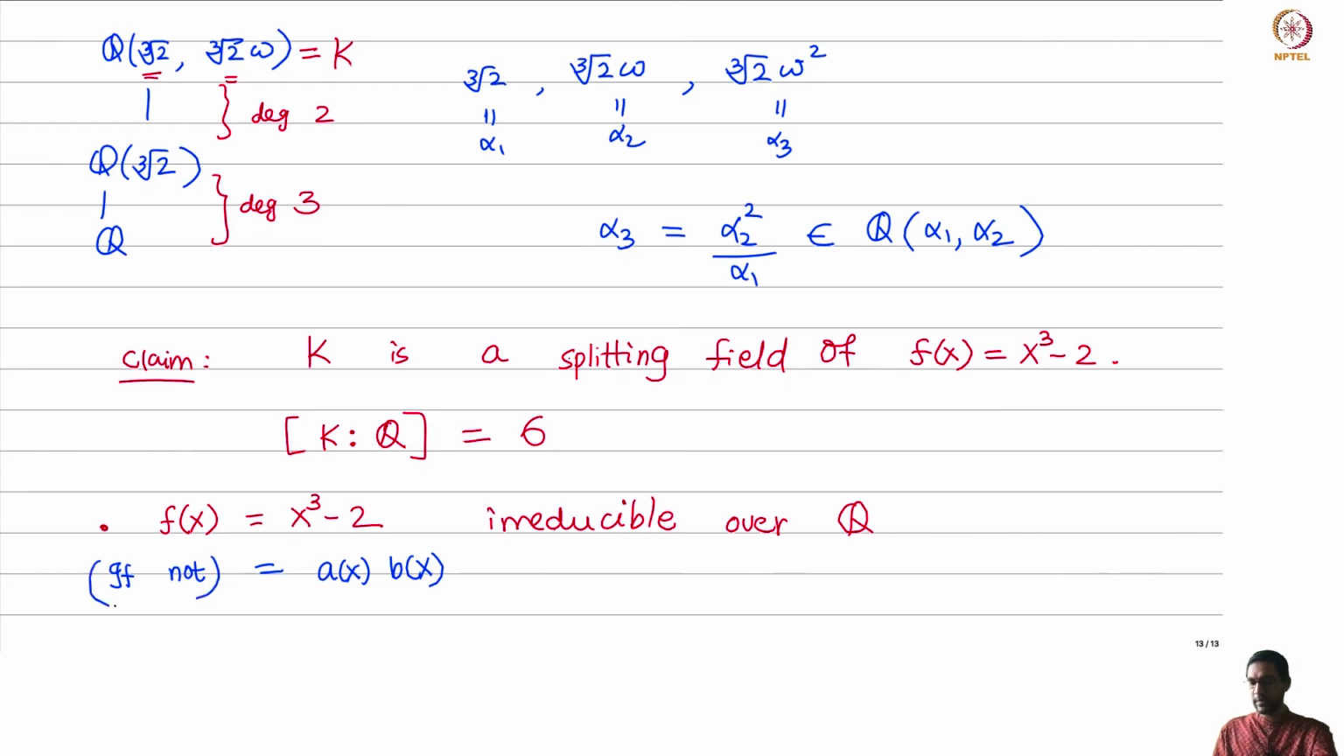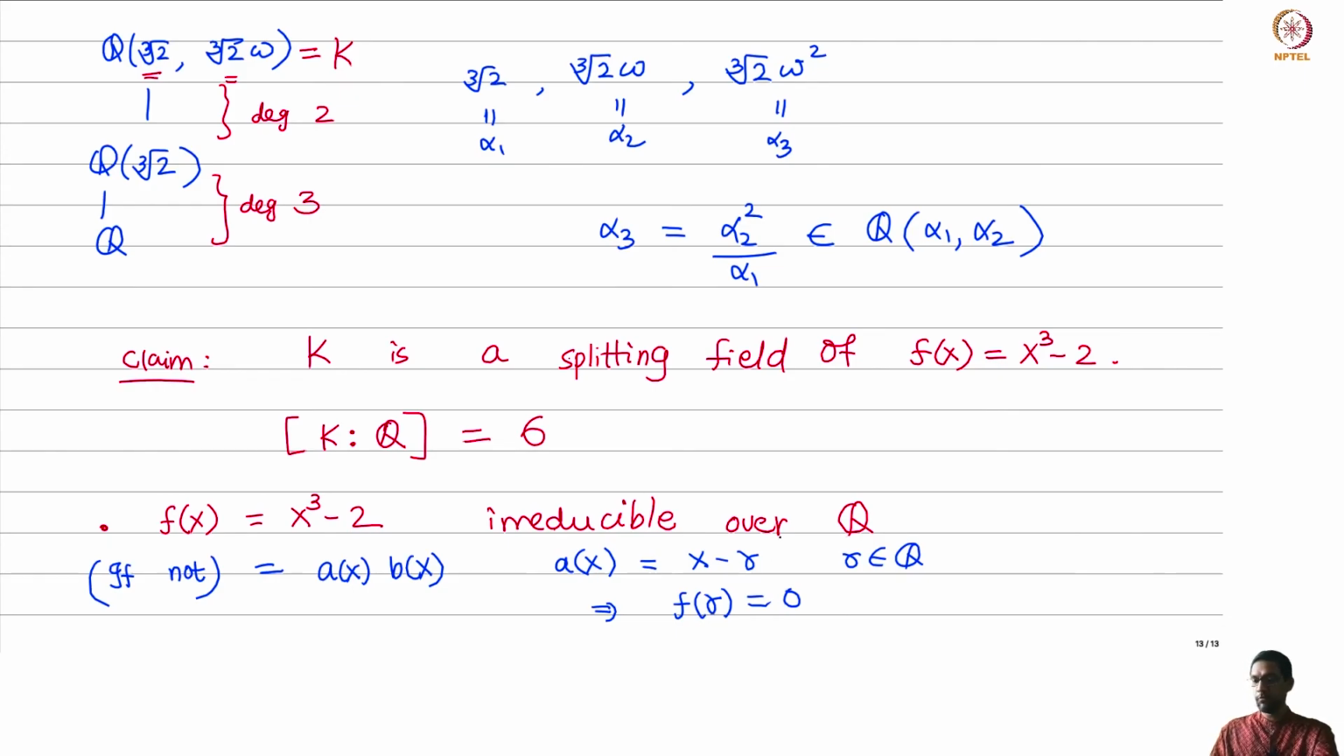If not, f can be written as a product a(x)b(x), and since the total degree is 3, at least one of them is a linear polynomial. One of them has to be degree 1, the other degree 2. So what does this mean? Let me assume a(x) is a linear polynomial. It looks like x minus gamma, where gamma is an element of Q. In other words, gamma is a root of this polynomial, so f(gamma) is 0, because a(gamma) is 0. So a cubic polynomial, if it's not irreducible over Q, must have a root in Q.